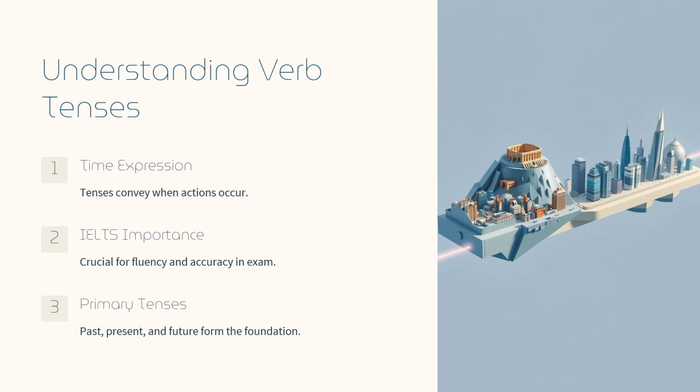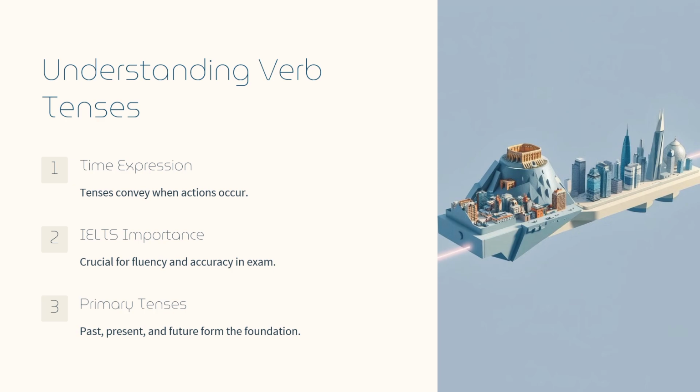So simply put, verb tenses help us express when an action or an event takes place, whether it's in the past, the present, or the future. For those taking the IELTS exam, mastering verb tenses is important for your fluency and accuracy. And you'll often find yourself switching between tenses in speaking and writing tasks, and knowing how to do this correctly is going to set you apart.